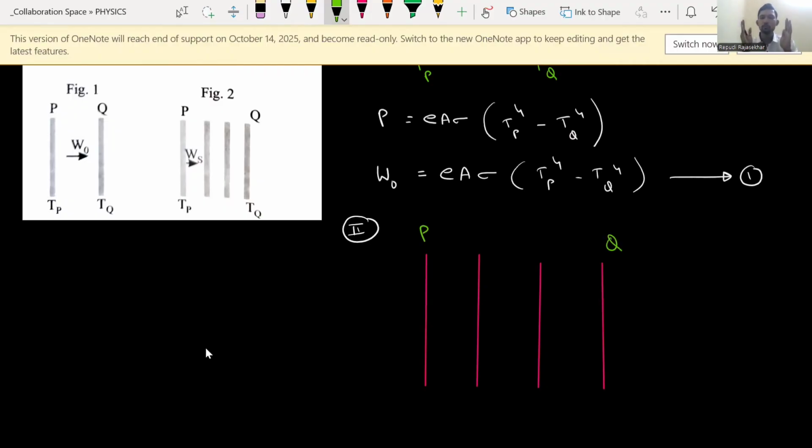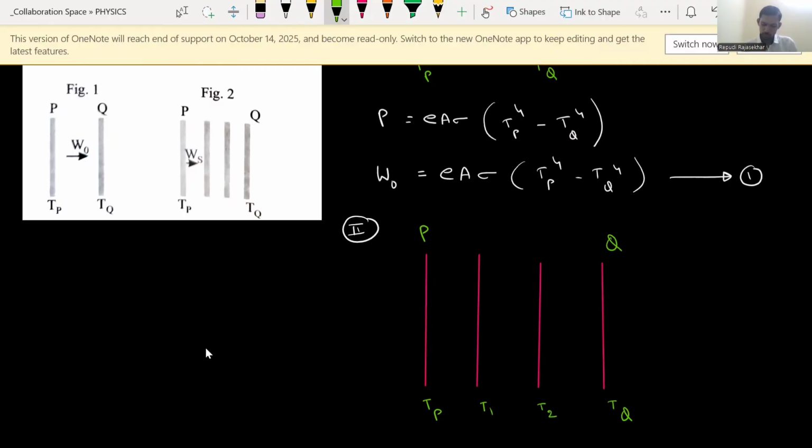But between P and Q, what have we done? We have introduced two more metal plates which are identical to P and Q. Now this is the temperature of P, this is the temperature of Q. What is the temperature of the metals introduced between P and Q? We don't know. Take these temperatures as T1 and T2.